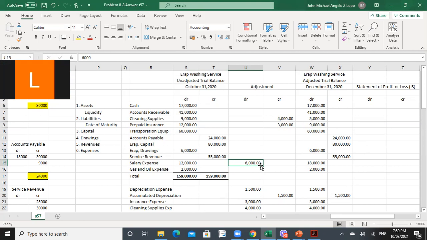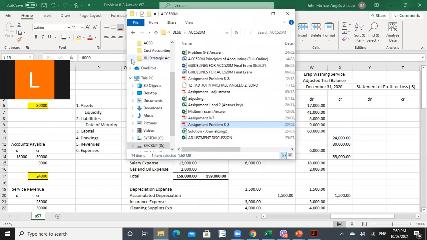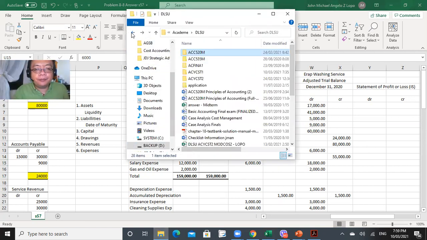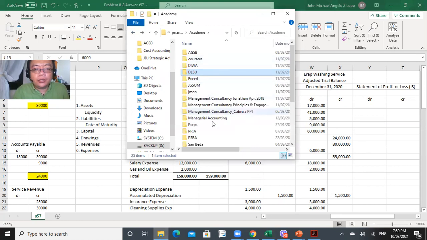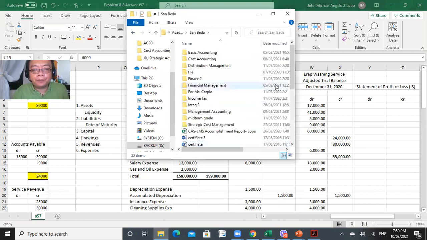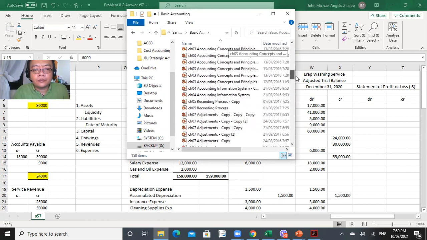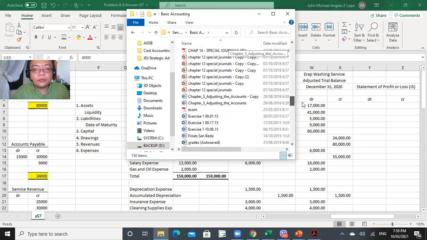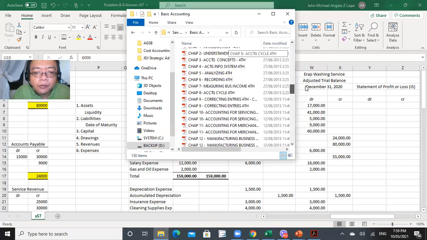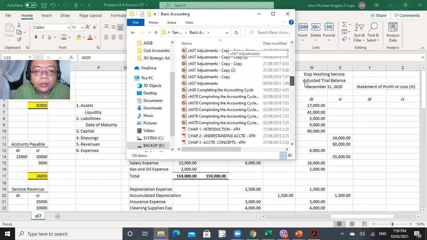Coffee muna. Alright. Next. Wait lang, di ko pa nabukasan yung ano. Completing the accounting cycle. Alright, next.